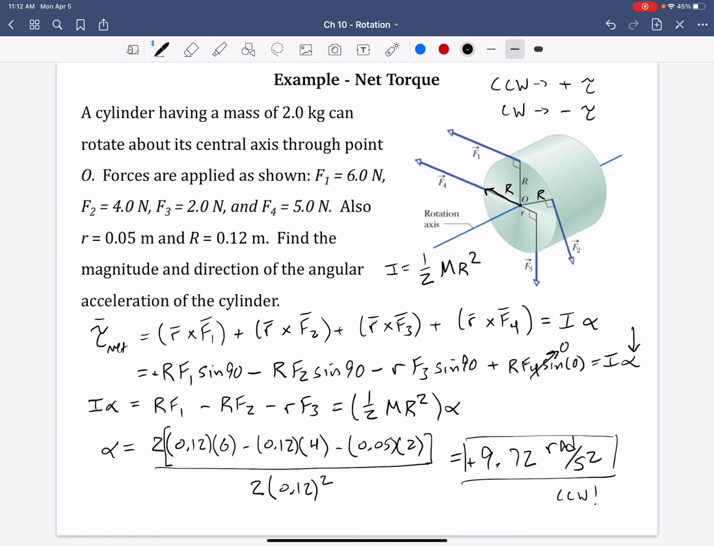That's basically how we do a net torque problem, Newton's second law for rotation. We have net torques, we have 1, 2, 3, 4 torques. Add them up, keeping in mind the signs for direction. Then we set that equal to I alpha, and then we just solve for alpha.